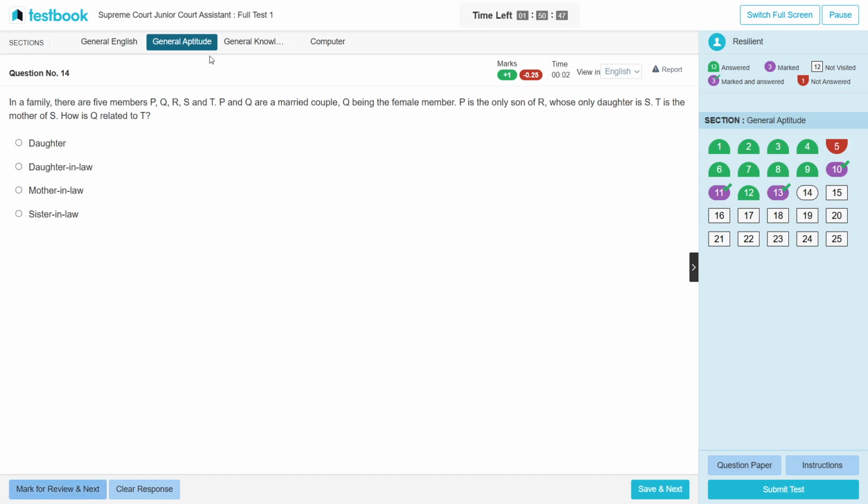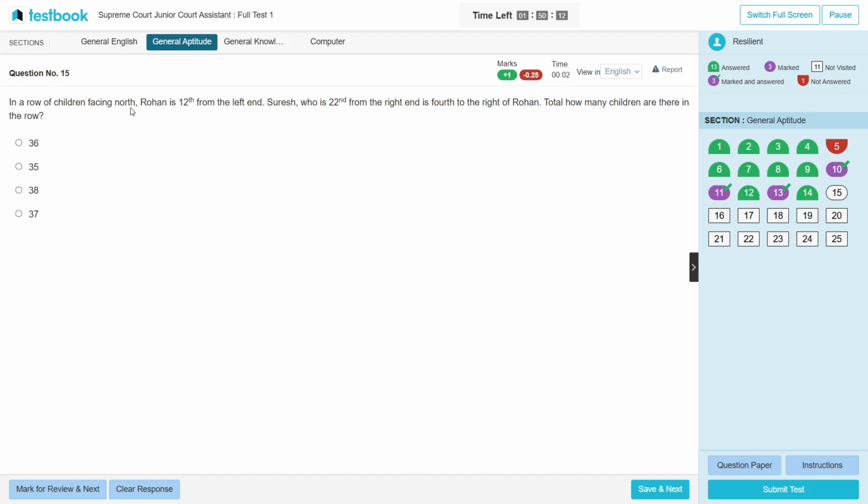In a family there are 5 members P, Q, R, S, T. P and Q are a married couple, Q being the female member. P is the only son of R, whose only daughter is S. T is the mother of S. How is Q related to P? Daughter-in-law?